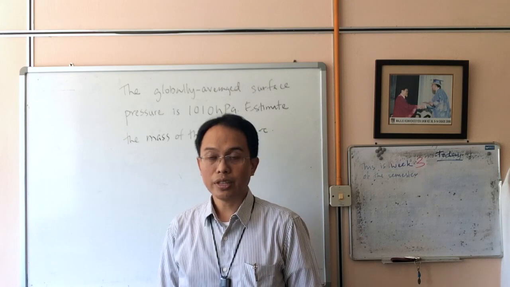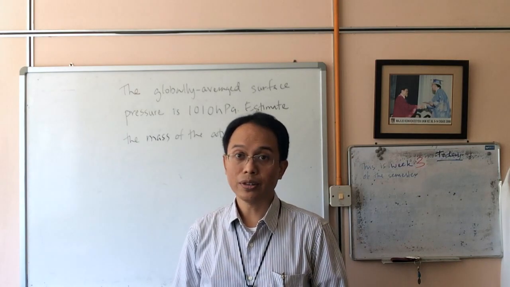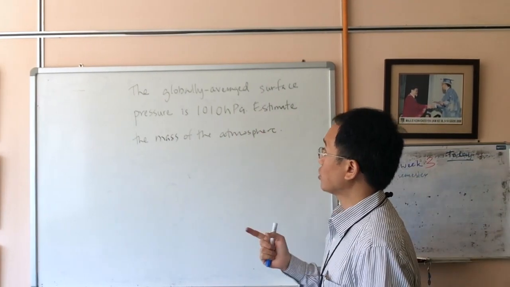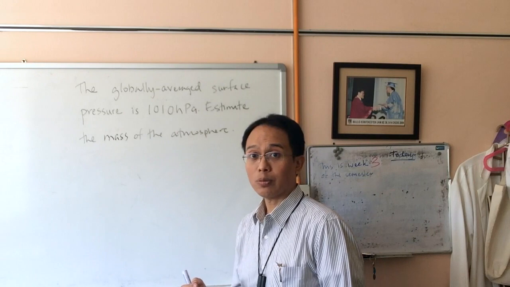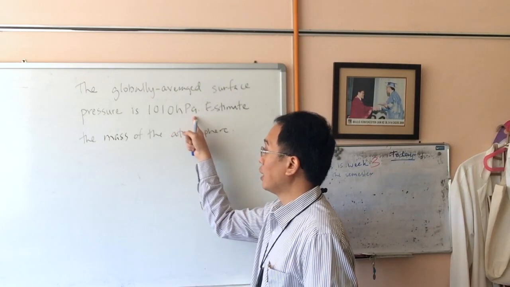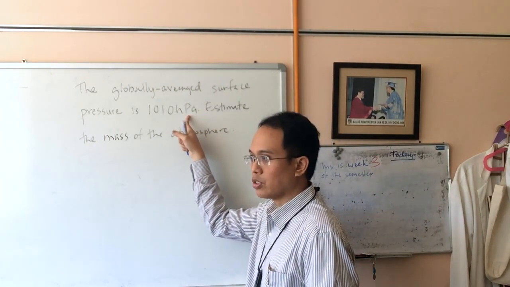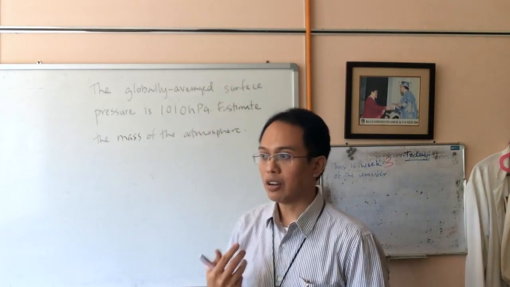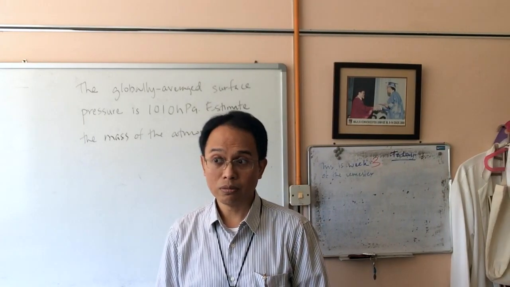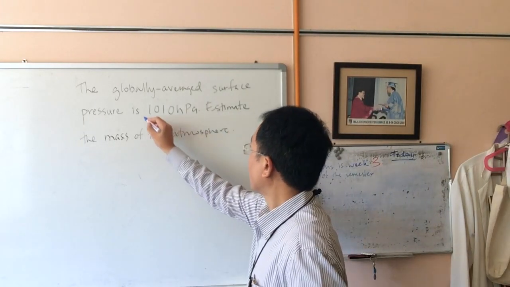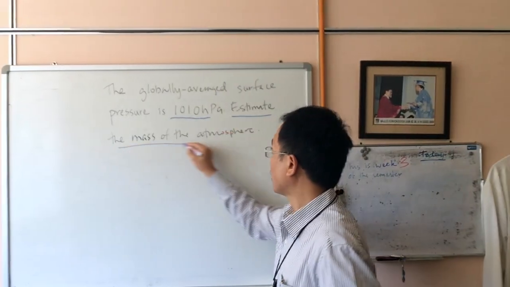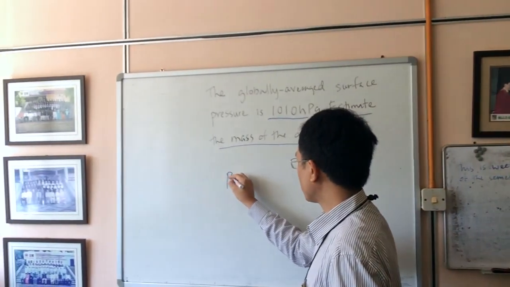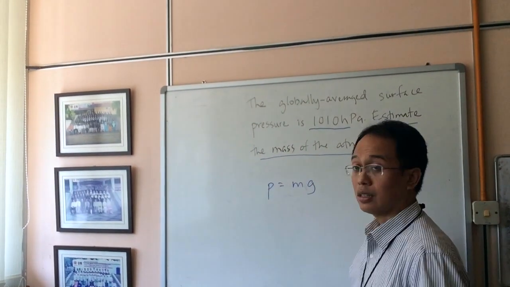So let us try to use the equation to calculate the amount of mass there is in the atmosphere. The question is, if the globally average surface pressure is 1010 hectopascal, a common pressure unit used for the atmosphere, then what is the mass of the atmosphere? Of course, if the amount of pressure in the atmosphere is high, then the amount of mass will also be high. We start off by writing the equation, which is, as you recall, pressure equals mass times gravity.